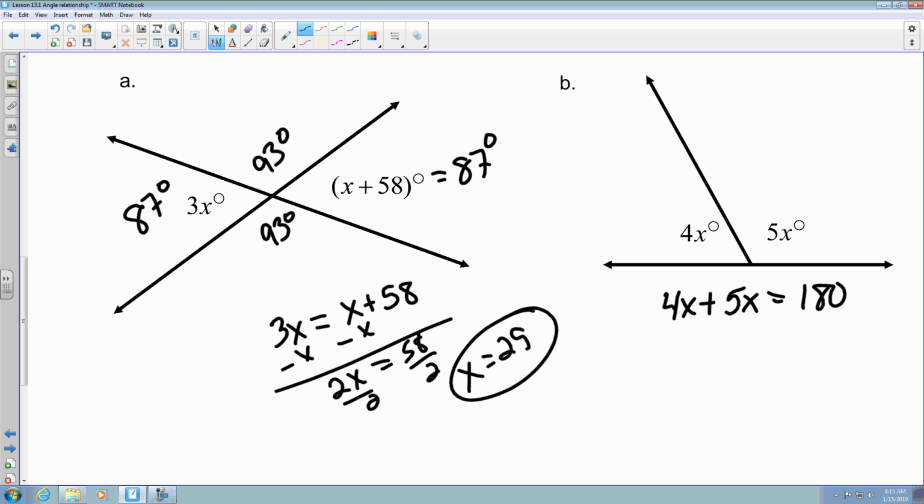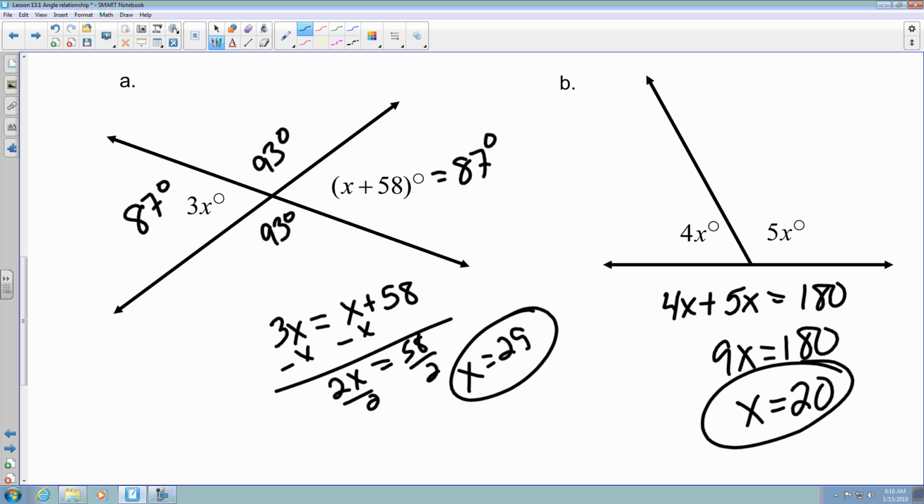Combining like terms, 4x plus 5x is 9x, which equals 180. And then I can just take 180 and divide it by 9, which gives me x equals 20. All right, and then all we got to do is plug it into each of the expressions. 20 times 4 gives us 80 degrees, so I got 80 degrees over here. 20 times 5 is 100. Makes sense. 80 plus 100 is 180. That adds up, and it checks out.